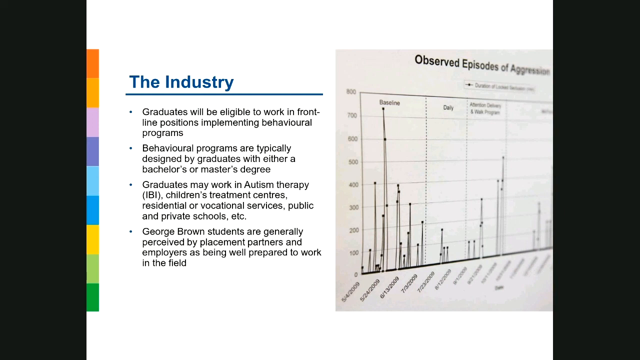So as I mentioned at the start, graduates can work in autism therapy, IBI, children's treatment centers, vocational services, public and private schools, group homes. George Brown students are generally seen by our placement partners as being very well prepared to work in the field. We have had students who have gone on to placements and been hired right out of their placements as well. So placement is, I always say, like the ultimate job interview, because you really get to show what you're made of.